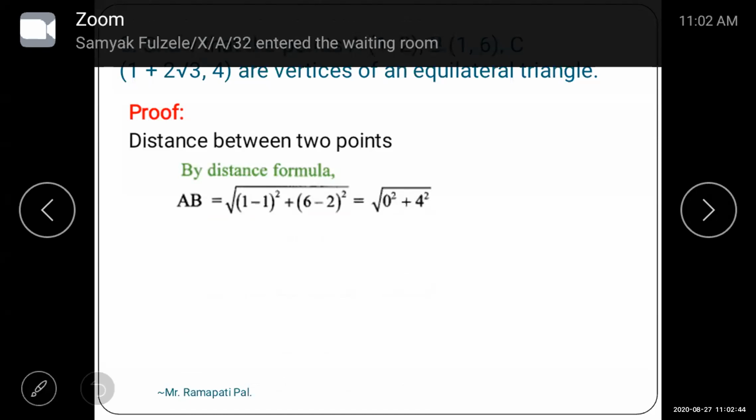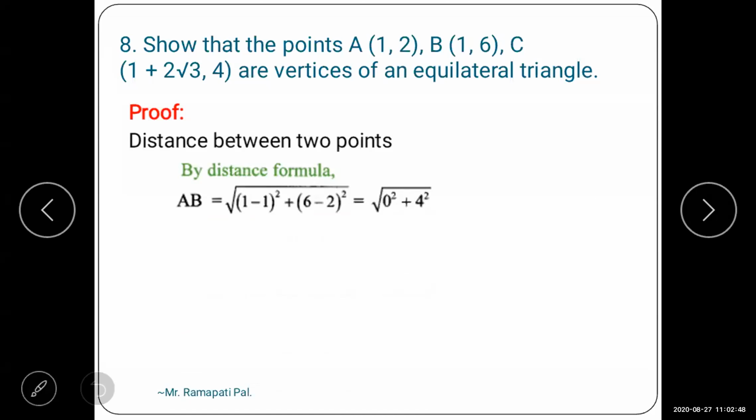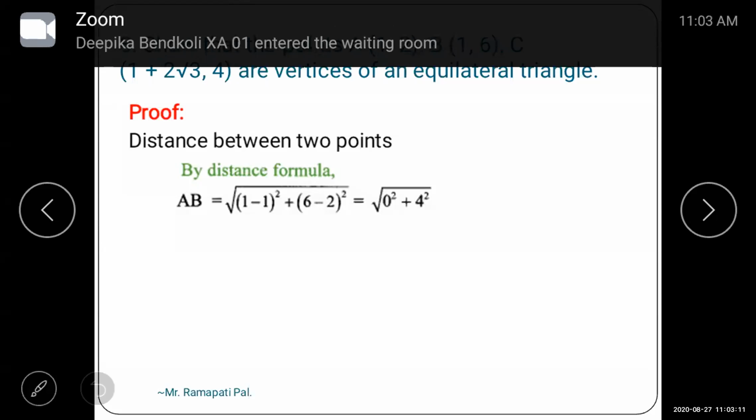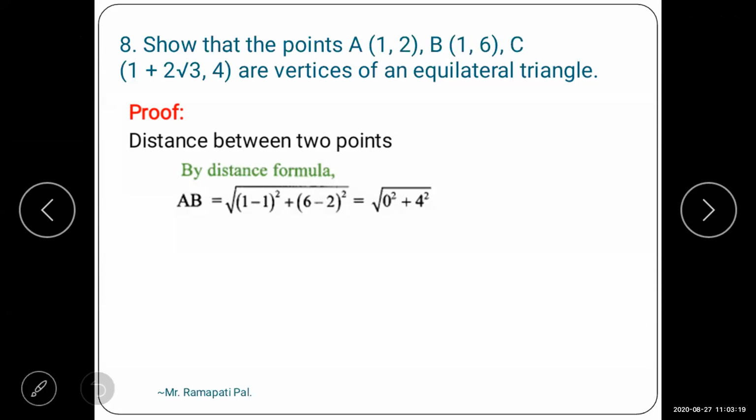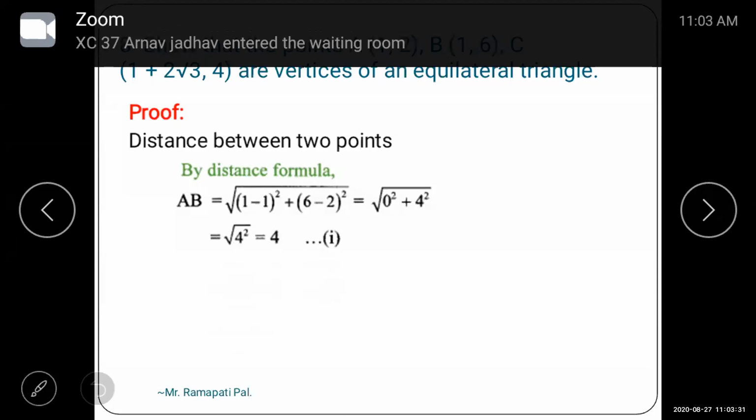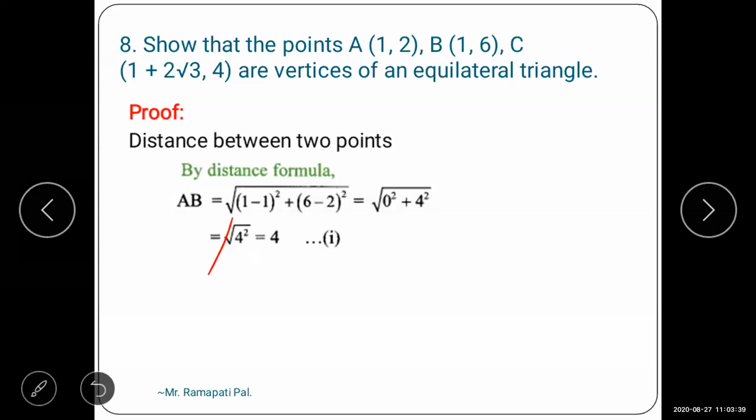Distance AB is equal to root of (1 minus 1) square plus (6 minus 2) square. Is it clear? Because for point A, x1 is 1, y1 is 2, x2 is 1 and y2 is 6. Correct? So 1 minus 1 is 0. Correct? 6 minus 2 is 4. So what we will get? AB is equal to root 4 square. Correct? Root 4 square is what? 4. Correct. Because this root and this square will cancel. And the answer is 4.